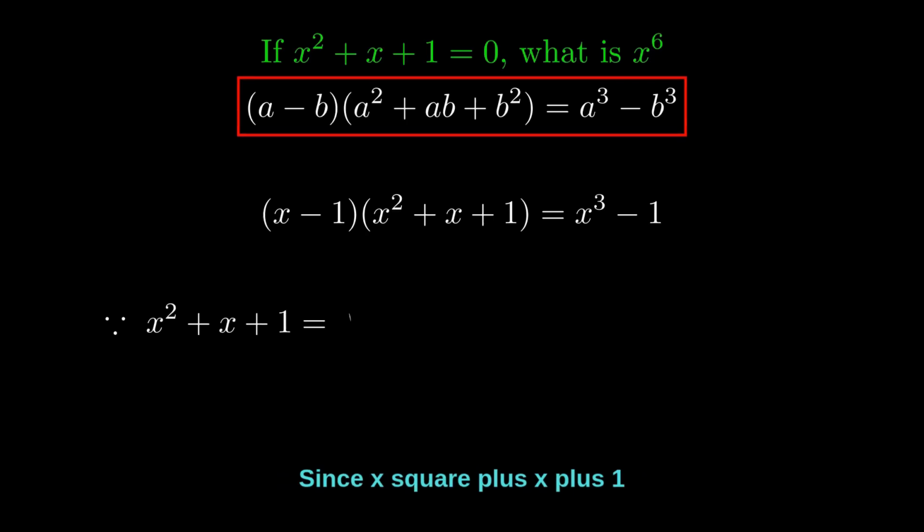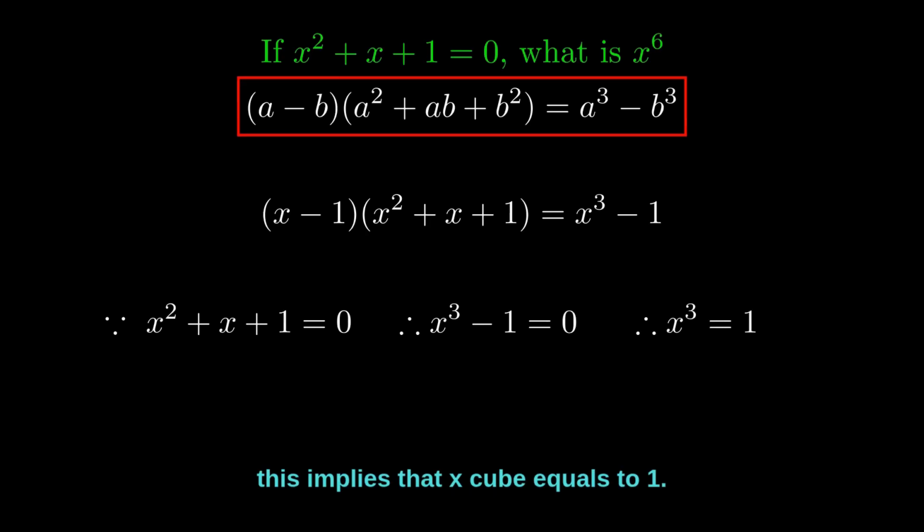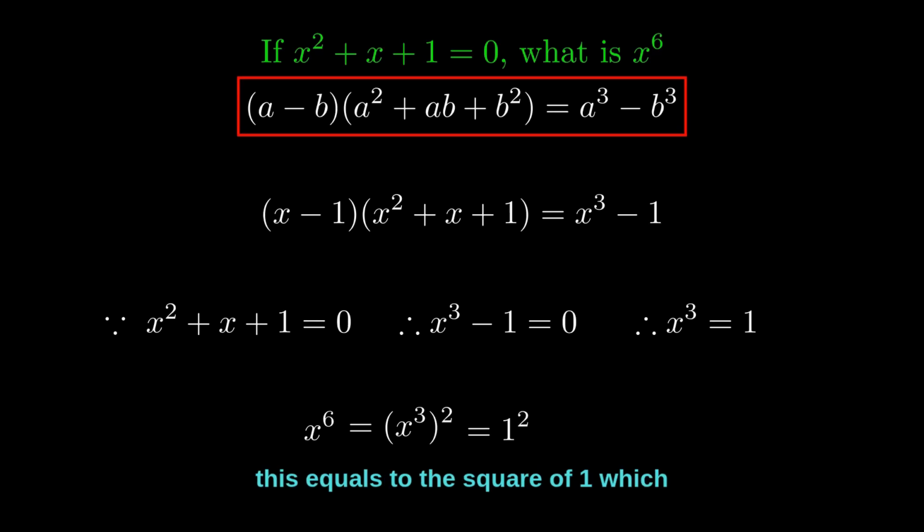Since s squared plus s plus 1 equals 0, s cubed minus 1 must be 0 as well, since 0 times anything is 0. This implies that s cubed equals 1. This finding makes the problem much simpler, as we can rewrite s to the power of 6 as s cubed to the power of 2, and since s cubed is 1, this equals the square of 1, which is still 1. And this concludes the second way of solving this problem.